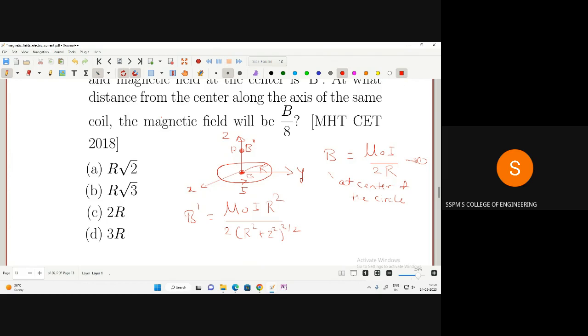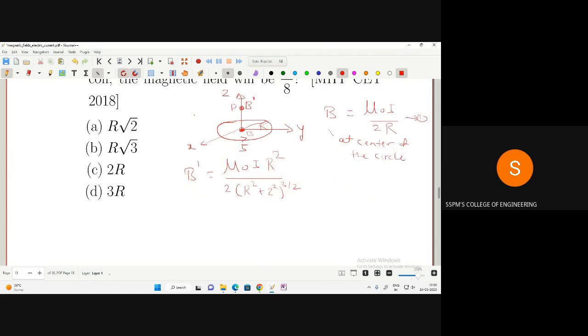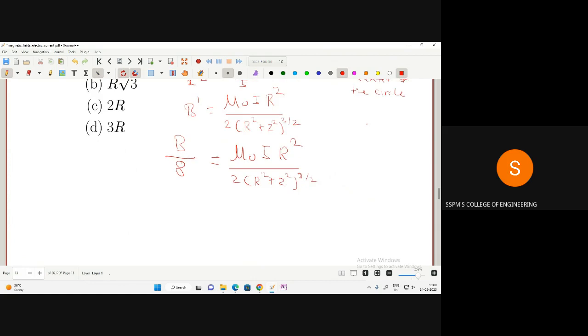तर आपल्याला आता इथे पाहिजे ना. तर B dash तुम्हाला माहित आहे किती आहे. तर B dash is B by 8. B dash is given. तर काय करायचं आहे, equate to B by 8. B by 8 is equal to mu 0 into I R square divided by 2 into R square plus Z square to the power 3 by 2, where B is known. B is mu 0 I divided by 2R. Substitute here, mu 0 I divided by 2 into 8 is 16 R.